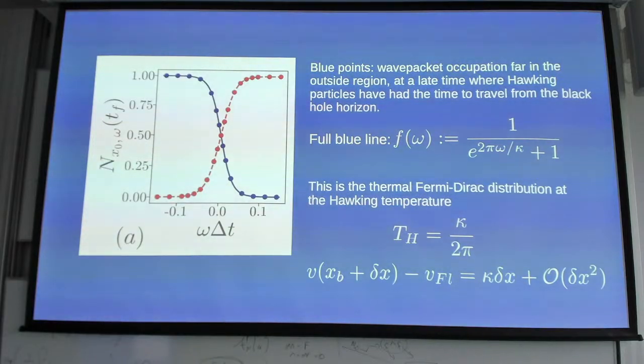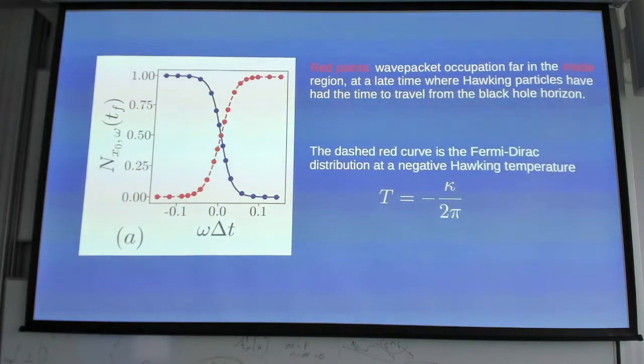And we also have these red points, and these are the points on the inside of the horizon. So there, if you wait long enough and you calculate the wave packet occupation number on the inside of the horizon, you find again a Fermi-Dirac distribution but with a negative Hawking temperature.